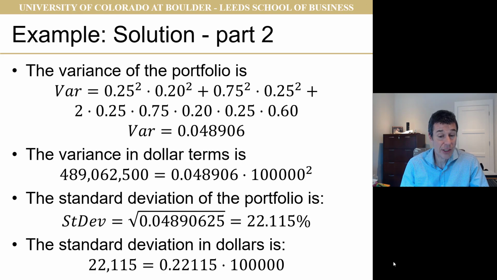And that standard deviation in dollar terms starts to make sense: for my portfolio, I expect it to be worth $109,500, not plus or minus $22,115, but that's the standard deviation. This is a measure of how wrong I can be. Now, we will talk later about applying the normal distribution to this so we can think about probabilities. But for now, we've calculated the variance, the standard deviation, and the expected return for a portfolio.